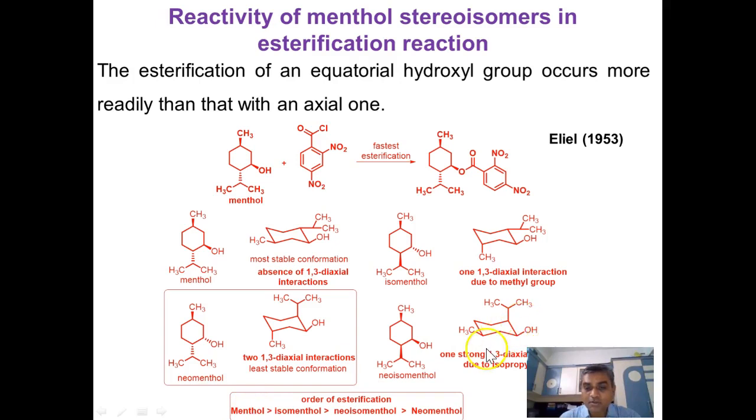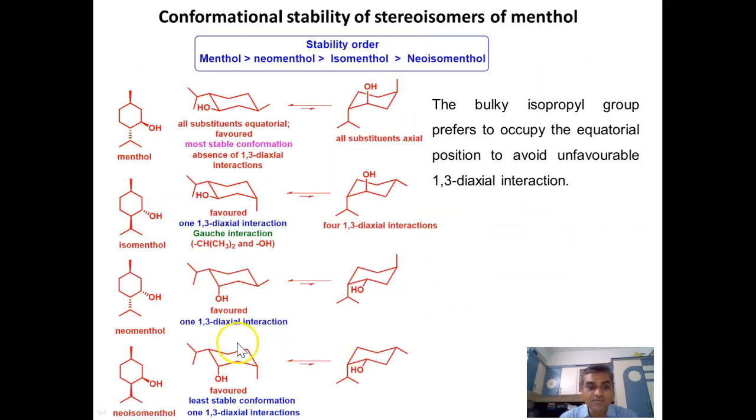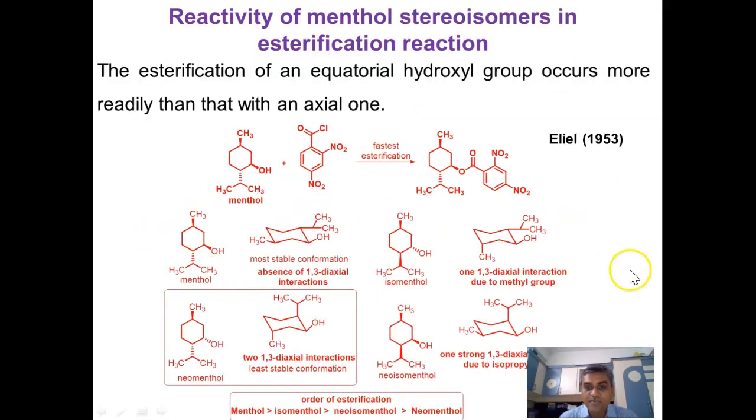Whereas for neomenthol, this is not a stable structure. We have written an equatorial position of OH. In the previous slide, we have written two conformations of neomenthol where the isopropyl group has occupied the equatorial position. But here we have now written the equatorial position of the OH, and as a result the isopropyl becomes axial here, and since this is an unstable structure because of strong 1,3-diaxial interactions, its effective concentration will be low. Neomenthol will not prefer to stay in this conformation, and therefore the rate of esterification will be the least in the case of neomenthol.